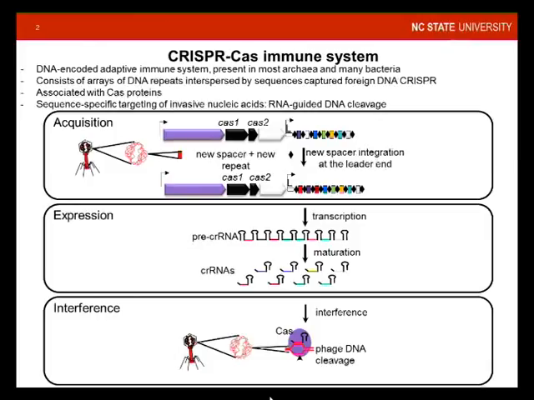Again, those loci are quite peculiar and consist of arrays that can be quite long of DNA repeats that are interspaced by sequences called spacers. Those spacers originate and are captured from foreign invasive DNA nucleic acids. Those spacers originate from foreign invasive nucleic acid, typically viruses, bacteriophage for bacteria, or plasmids.